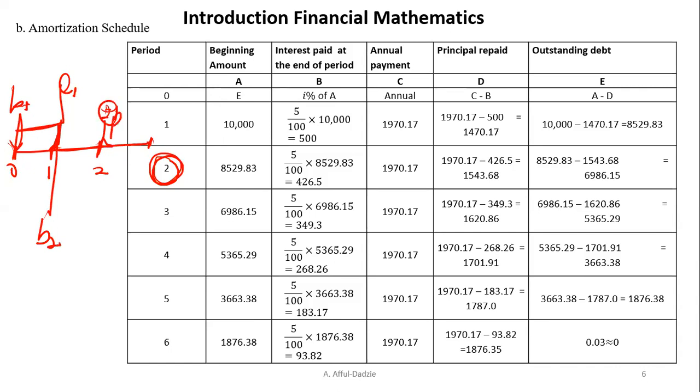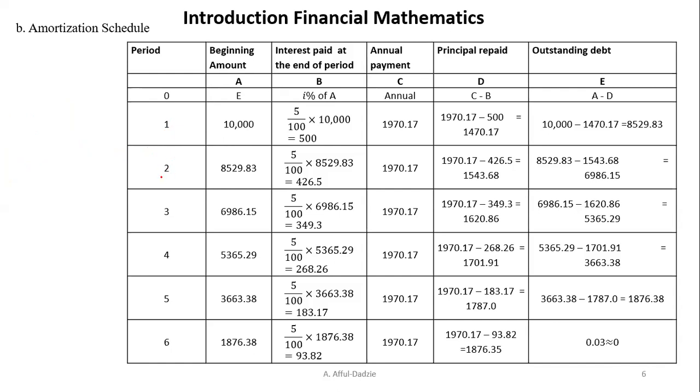So this is the end of period 2. So if we come to 2, then what we had at the beginning of period 2, or this amount we have, which is at the end of period 1, is the same point as the beginning of period 2. So at the end of period 2, the loan we have is this. What we have left of our loan is 8529.83.